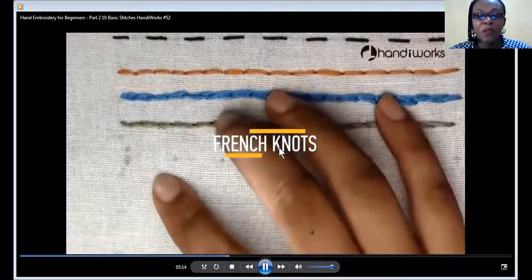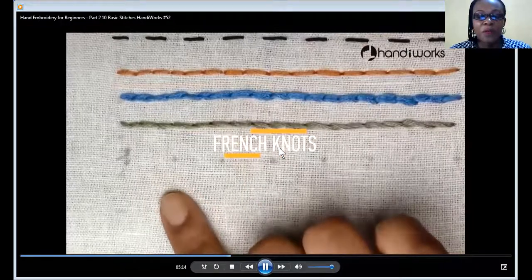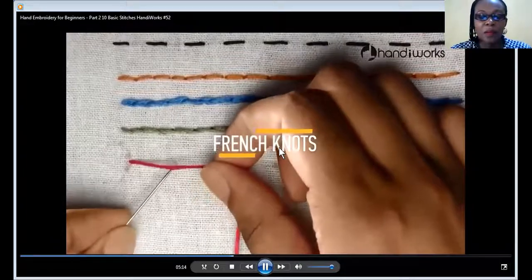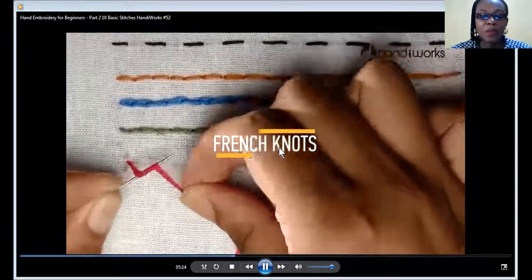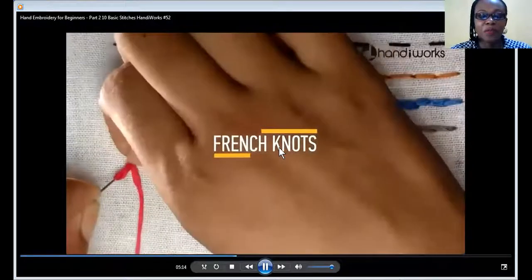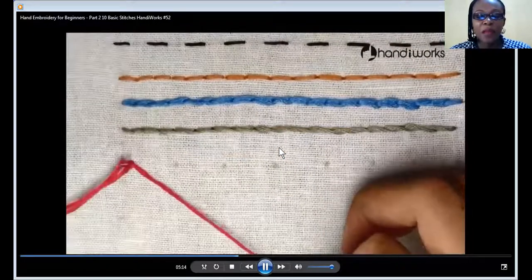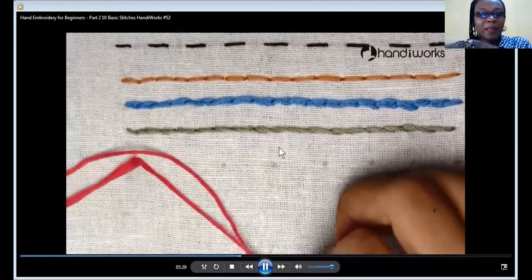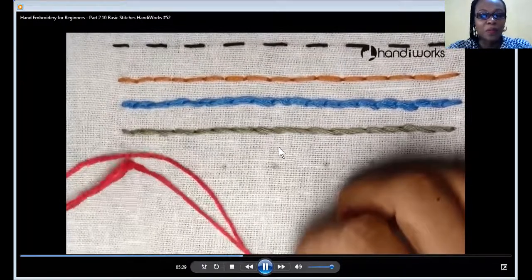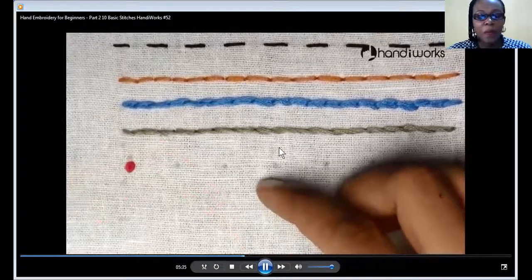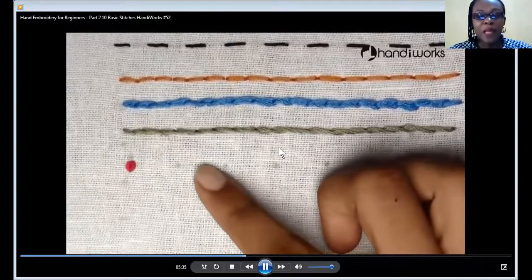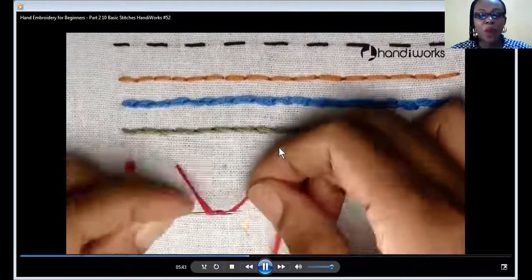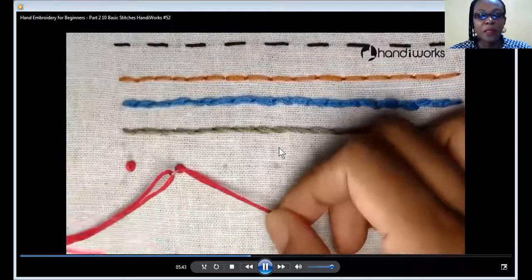It's going into French knot stitch. Watch how she's producing the French knot stitch. You can see after rolling the needle 3 times, we will now pass the needle down to the back of the fabric. Wow. She has formed the knot. Fasten the needle now.